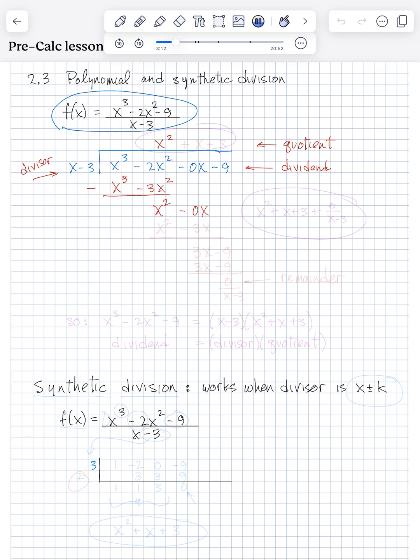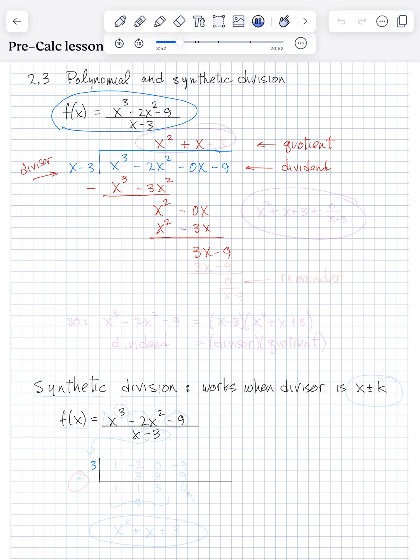So now, what times x gives us x squared? Well, it's going to be x. We'll put a plus in there. So x times x is x squared. x times negative 3 is negative 3x. Again, you're going to subtract this whole thing. So x squared minus x squared is 0. 0x minus a negative 3x gives us 3x. Then bring down the next number, so we have a negative 9.